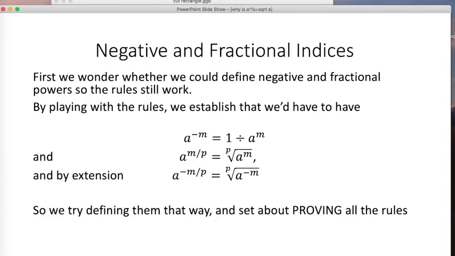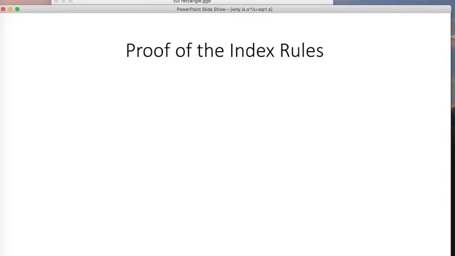So then we say, okay, well, let's try defining them that way, in a trial sort of way, and see whether that works. In other words, see whether it sets about proving all the rules. And if it does, then we shall definitely like those definitions and stick with them. It turns out we can do that. So let's look at these proofs.